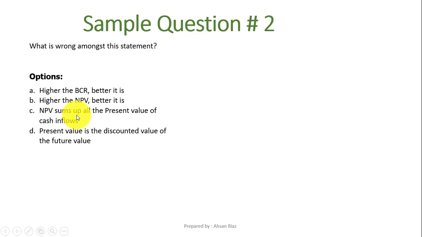Net present value sums up all the present value of cash inflows. This is wrong, because net present value sums up the present value of all cash flows, not just inflows. But this option is saying that it sums up all the present value of cash inflows. This is wrong. So we know the answer is option C. Even though there's no need to check the last one, let's have a look. Present value is the discounted value of the future value. This is a true statement. So option C is the wrong statement.